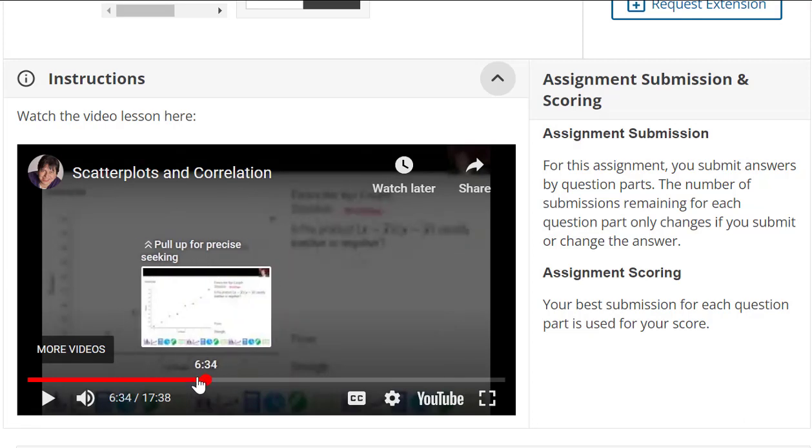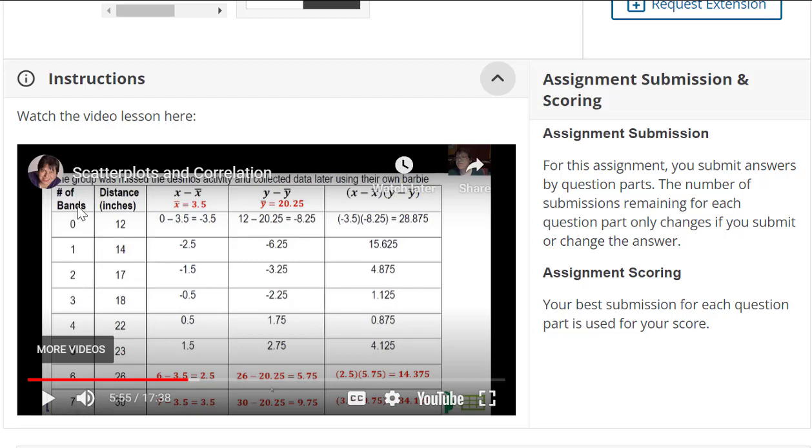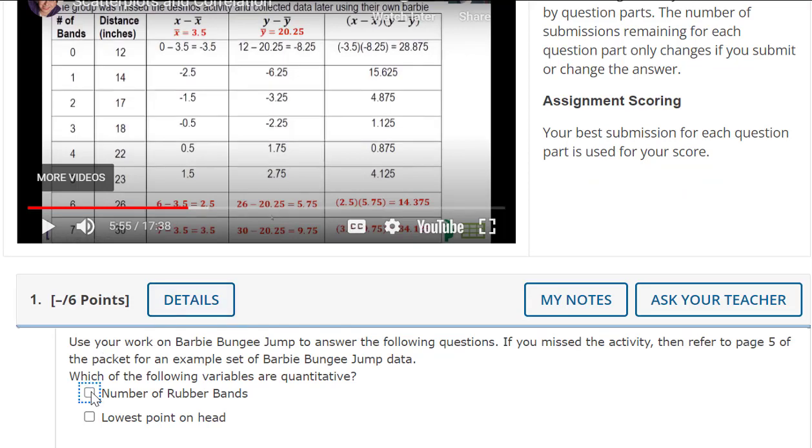So towards the end, you can see here's some data with the Barbie group. There were 2 variables that we collected. One was the number of rubber bands used, up to 7. And then the distance traveled, or the distance her head was below the jump line. So both of these are quantitative variables. So go ahead and check both of them.